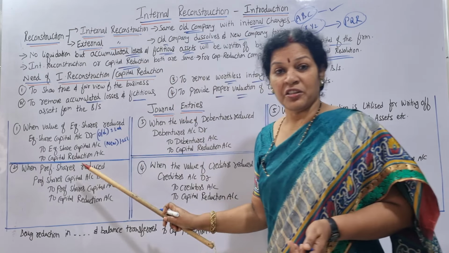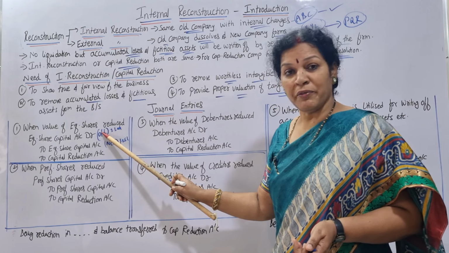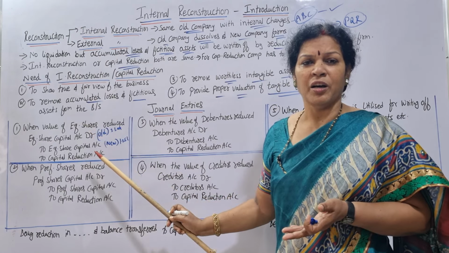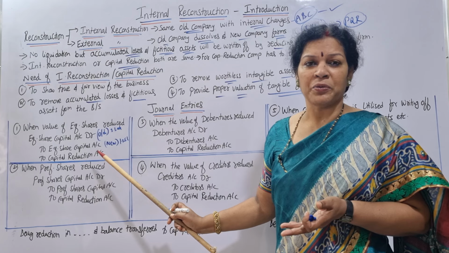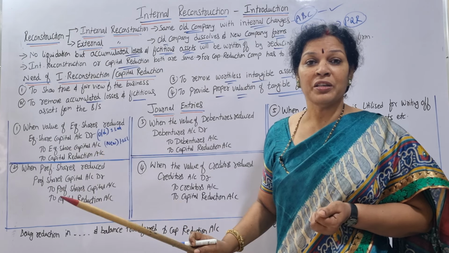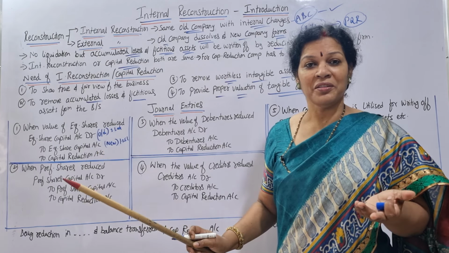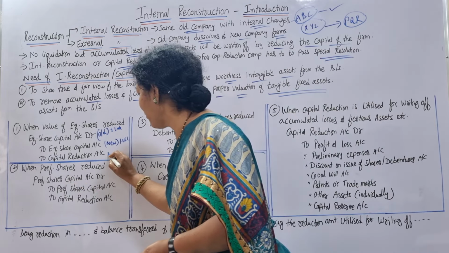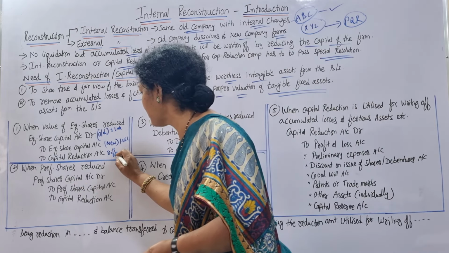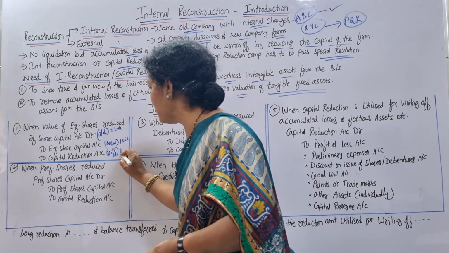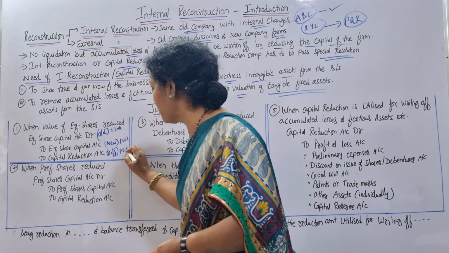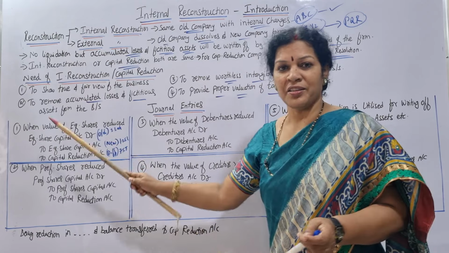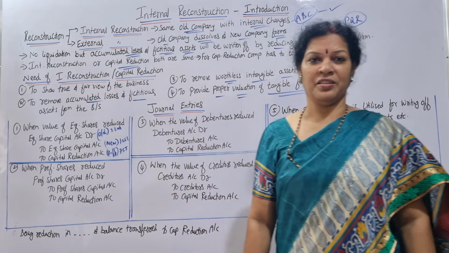To capital reduction. Capital reduction means the difference between the old one and new one. How much was it? 2 lakh. How much are we bringing down? 1,25,000. The difference is how much? 75,000. Very good. You're perfect. So this is the difference, 75,000. If you understand this, the rest of the journal entries are easy.